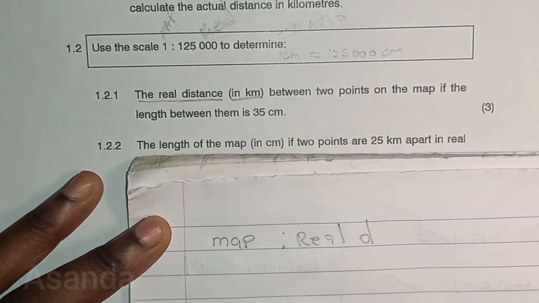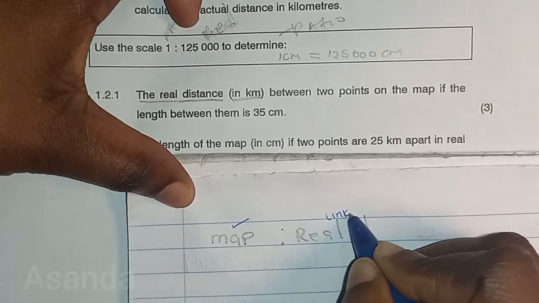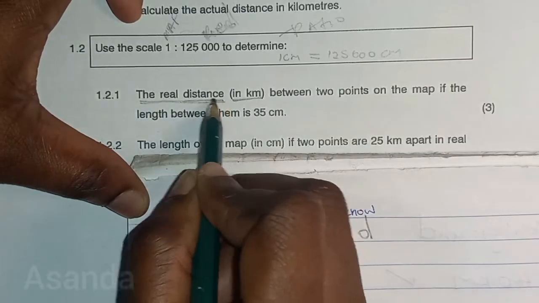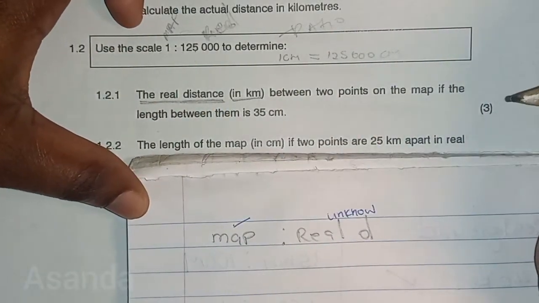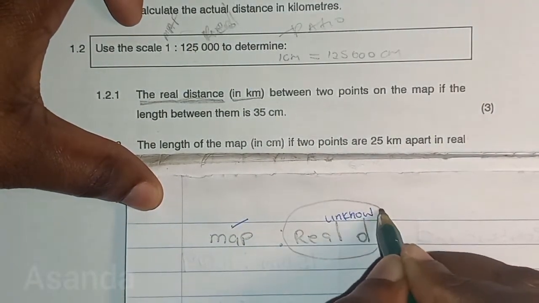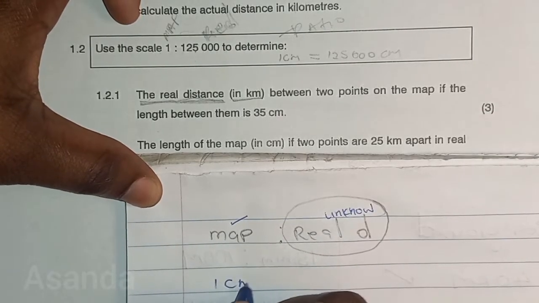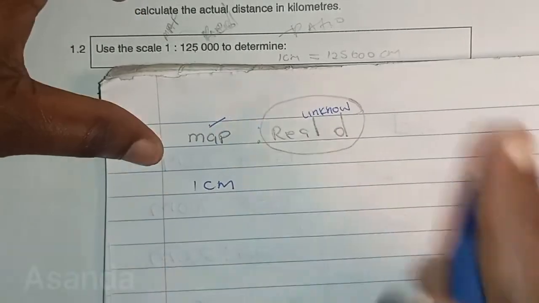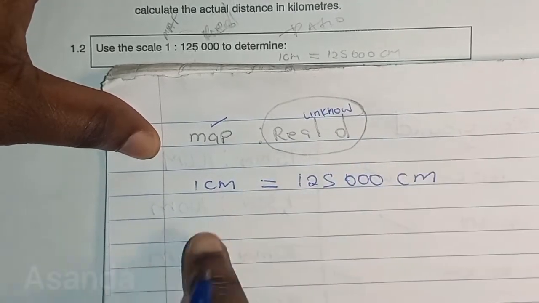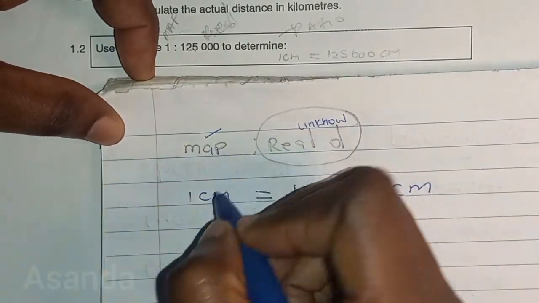Here they gave me the measurement of the map, and this one is the one we don't know, because the question says I must calculate the real distance. Always ask yourself what the question wants. The question wants the real distance, and therefore I do not know the real distance here. But what do I know? I do know that 1 centimeter on the map, because of the scale, is equal to 125,000 centimeters. This I know is written right there. Now I'm going to use what I know to get what I don't know.